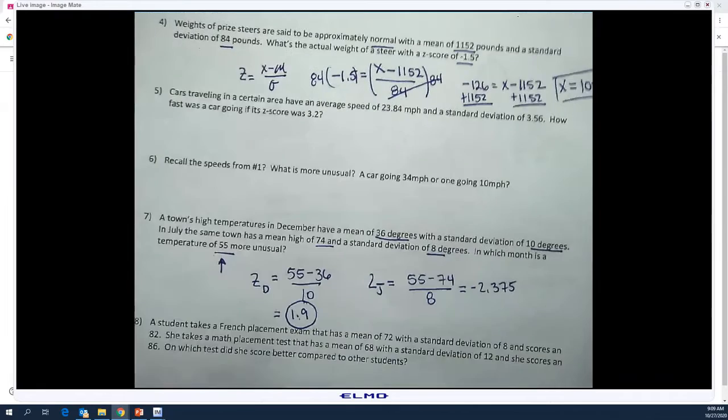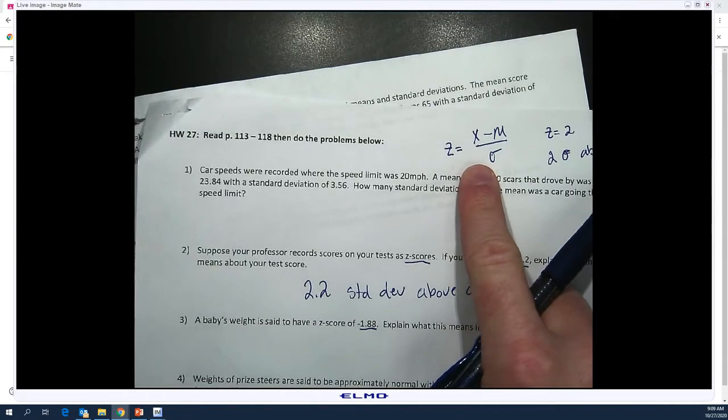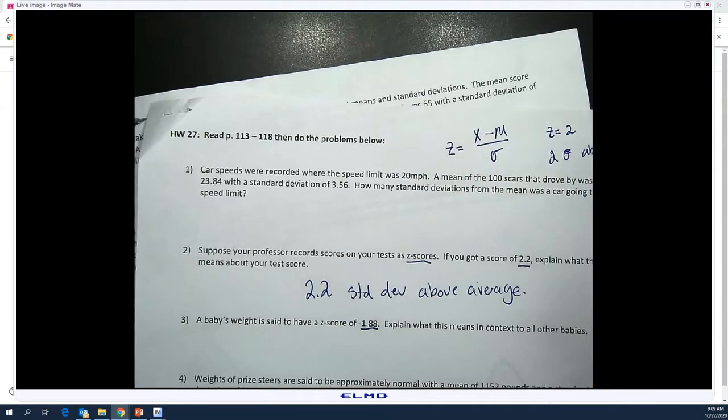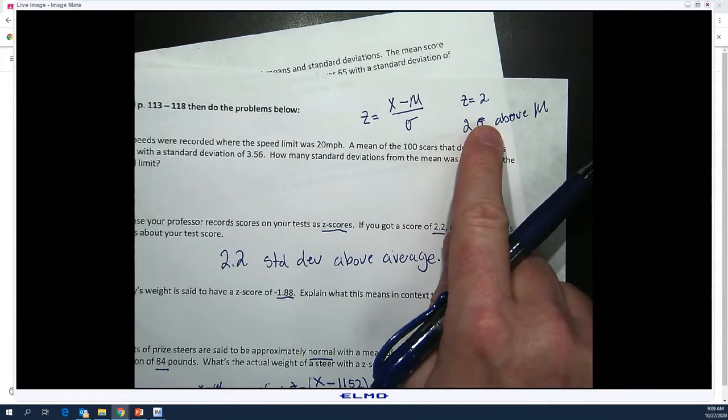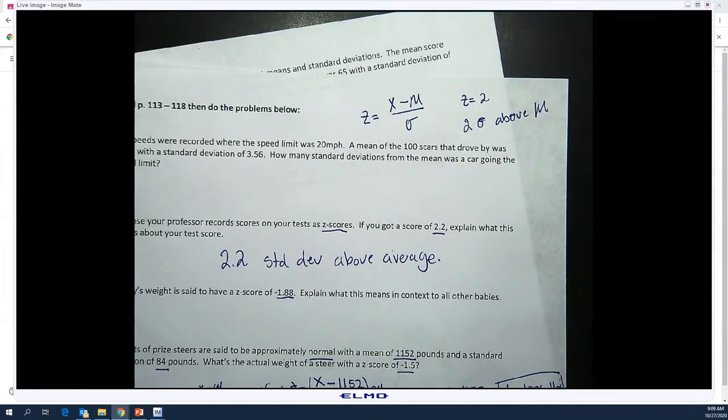All right, that's about it for z-scores. There's not much to it. It really is just that formula over and over again. You might be solving for different parts of it, but it's just that formula. And also the interpretation. Z-scores are the number of deviations above or below the mean.